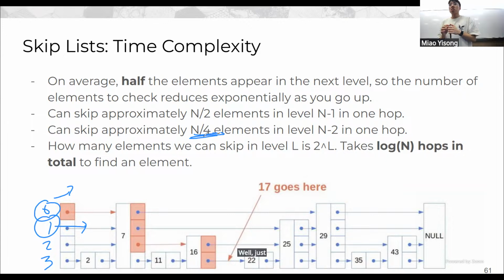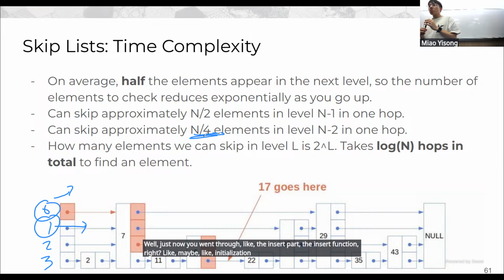Just now you went through the insert function, right? Maybe initialization is just a list of inserts. Yeah, possible.